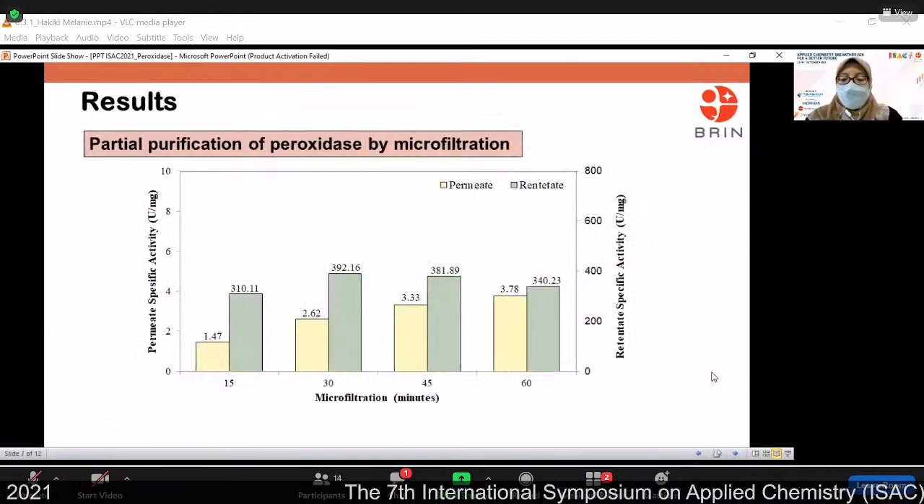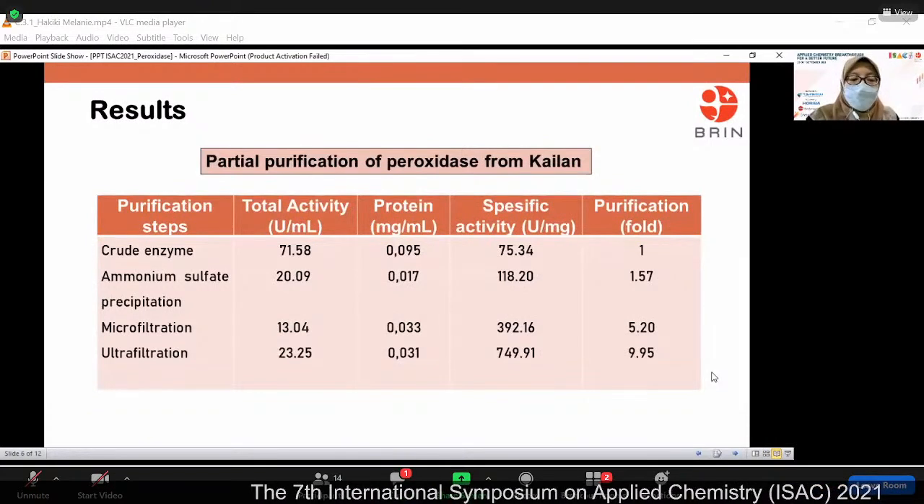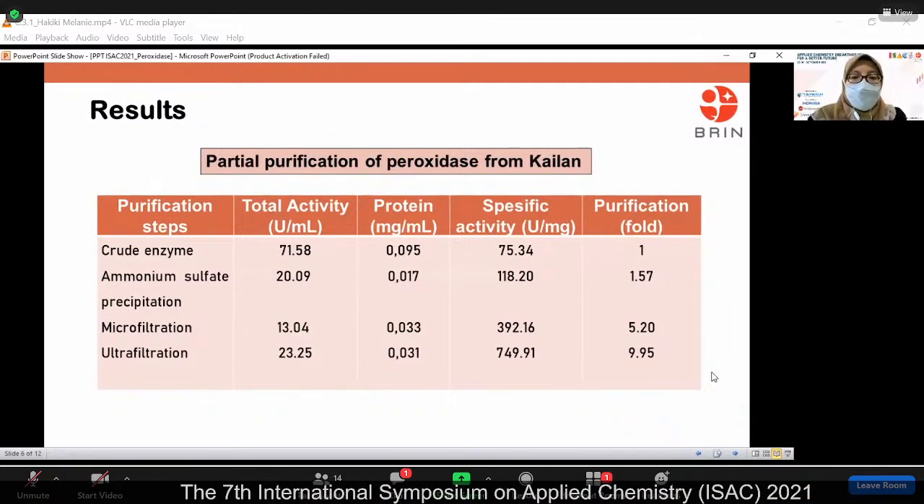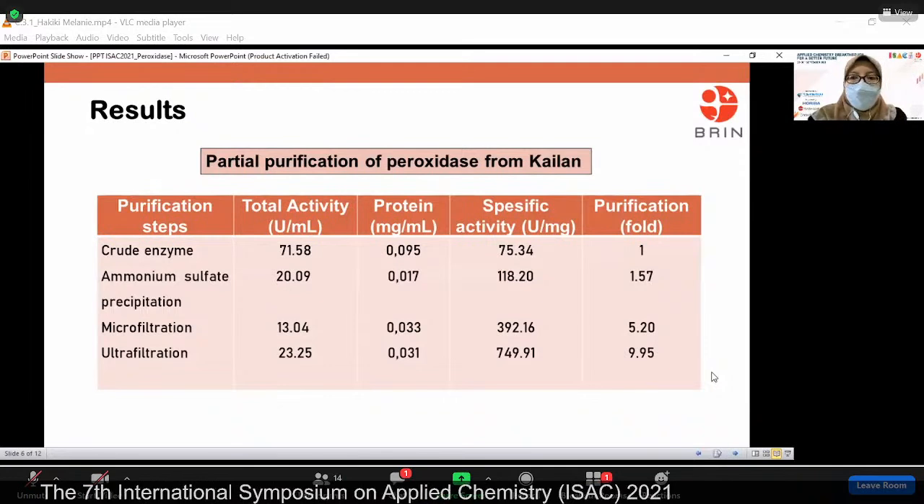To obtain the partially purified peroxidase, a brief summary of the purification steps and information on the degree of purification is shown in this table. As we can see, the ammonium sulfate precipitation resulted in nearly twice the activity of the crude enzyme.